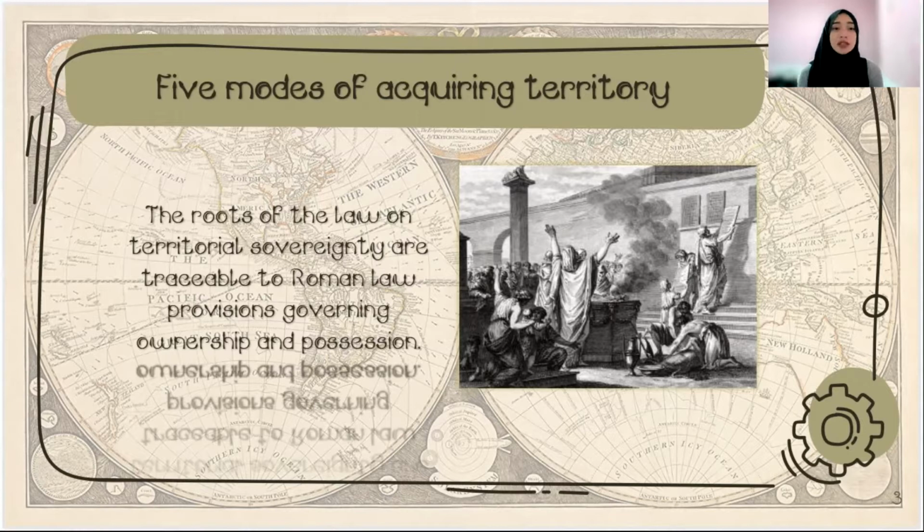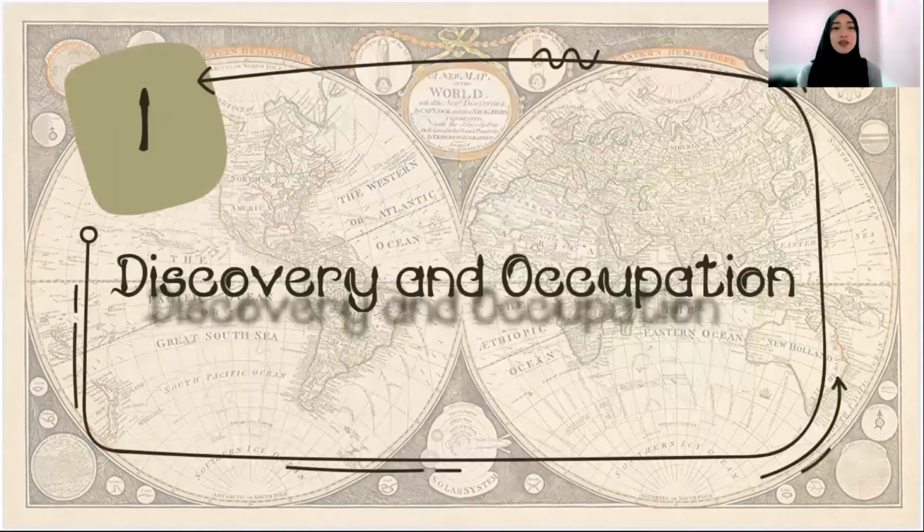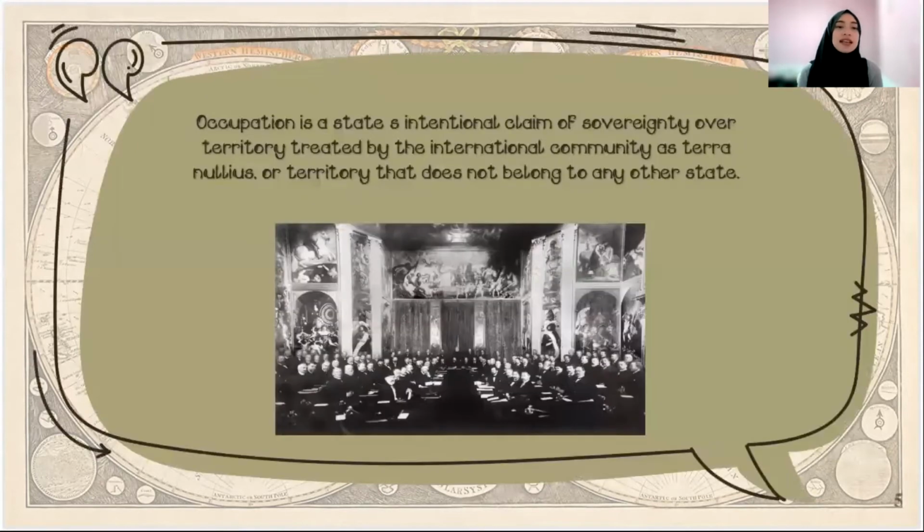it is necessary to understand that they are no longer appropriate or applicable. However, these modes of acquisition of territory still help us explain how countries got their titles. Discovery and occupation. Occupation is a state's intentional claim of sovereignty over territory treated by the international community as terra nullius, or territory that does not belong to any other state.